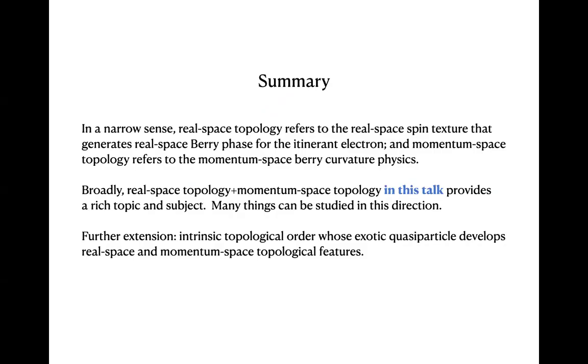So let me summarize. In the narrow sense, real space topology refers to the real spin texture. The real space topology generates a real space Berry curvature for the itinerant electron. And momentum space topology refers to the momentum space Berry curvature physics. Broadly speaking, the real space topology and momentum space topology in this talk, when they meet together, provide a rich topic and subject. Many things can be studied in this direction.